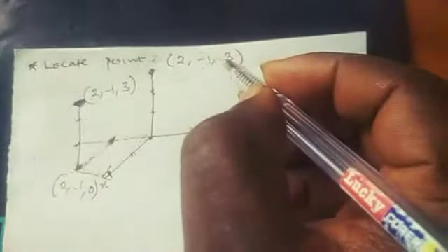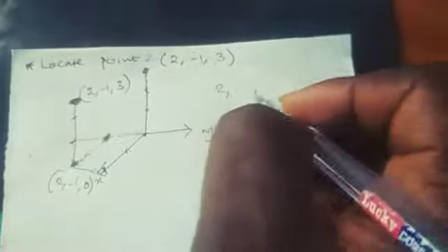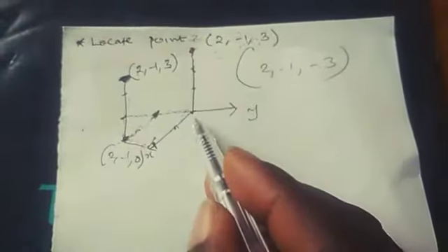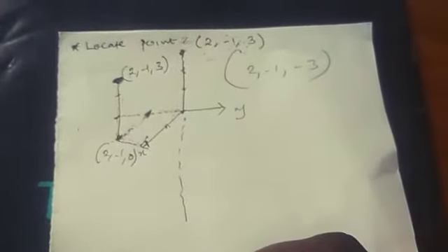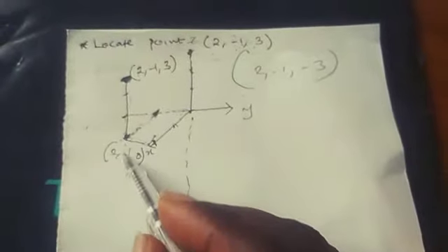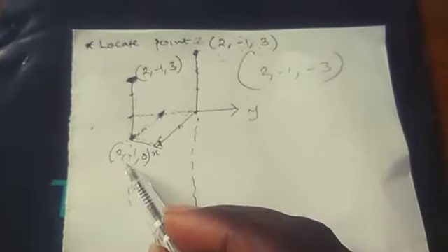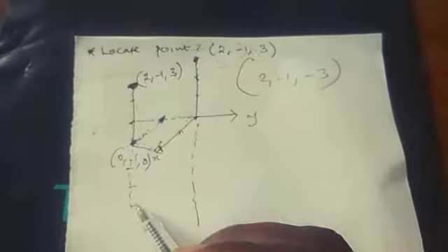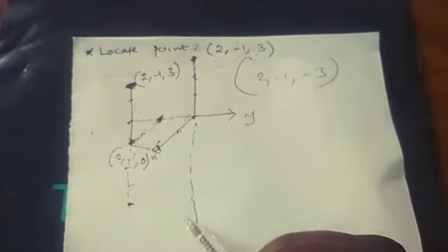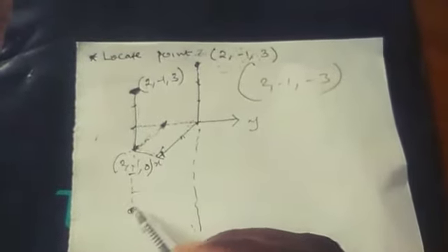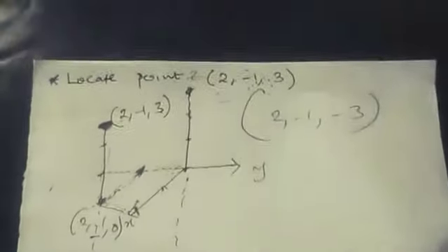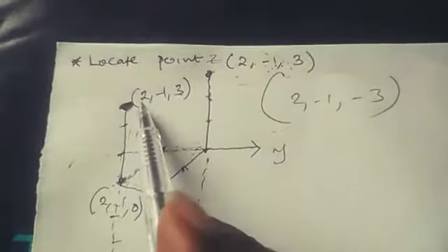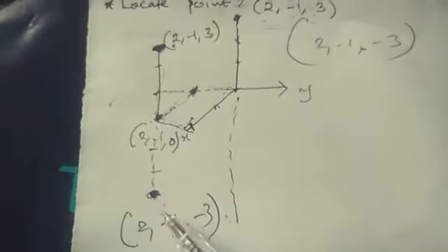Now suppose that the question is 2, minus 1, minus 3. As you have first done, you need to draw the negative part of z. So this one, they will come and meet here. You need to count 3. 1, 2, 3. So that it will be parallel to the z-axis. So this is the point here, 2, minus 1, minus 3. So this is the point we are talking about here.